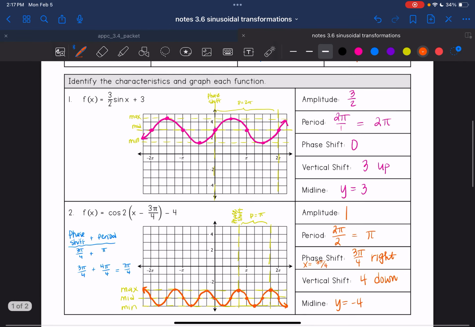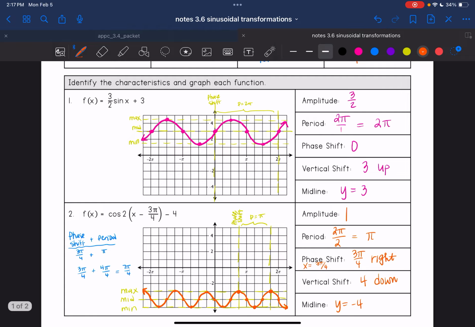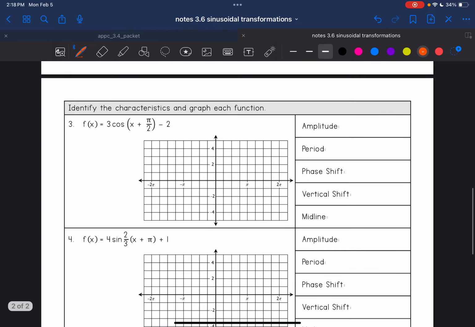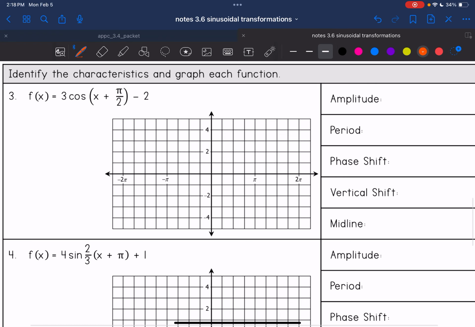Okay, on the back, we have 2 more examples. Again, one of them is sine and one of them is cosine. Okay, so this one here, f of x equals 3 cosine of x plus pi over 2, minus 2.